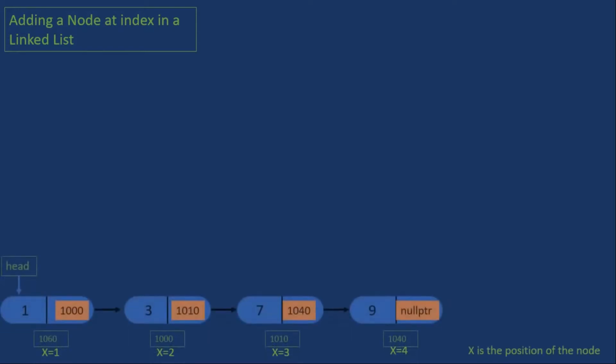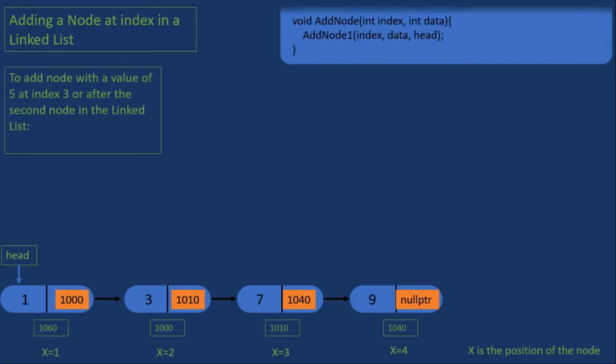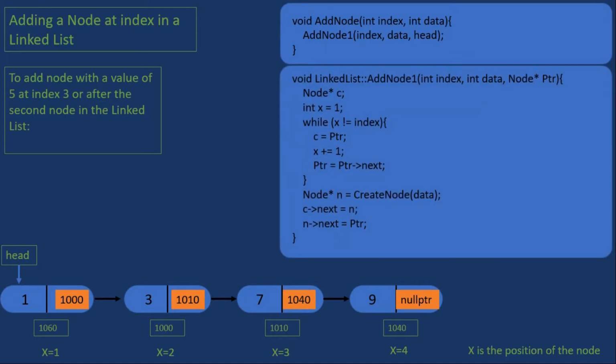Okay, say we have a linked list with the values 1, 3, 7, and 9, and we want to add a node with the value of 5 in the third position or index after the second node. We will create a function which is a void function, and this one takes in two arguments: the index or position where you want to add the node and the data you want to store. And it calls another function which takes in the previous two arguments and also the head node pointer as a third.